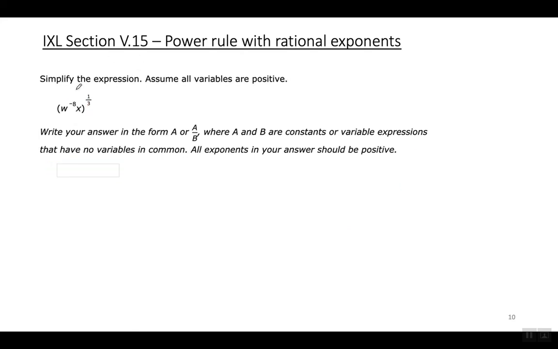All right, so here in this example, I'm going to distribute. And remember, if there's already an exponent there, you have to multiply, okay? So when I do that, I'm going to get w to the negative 8 over 3 power and x to the positive 1 over 3 power.